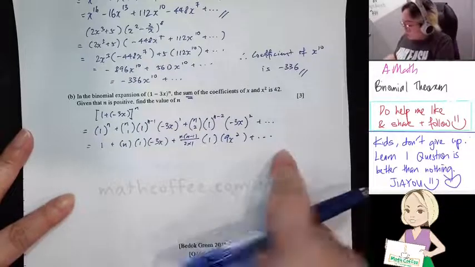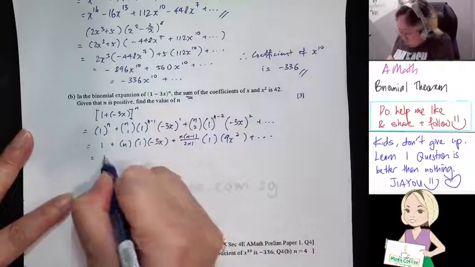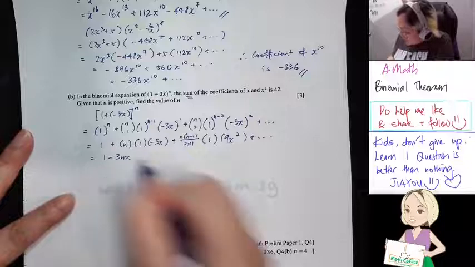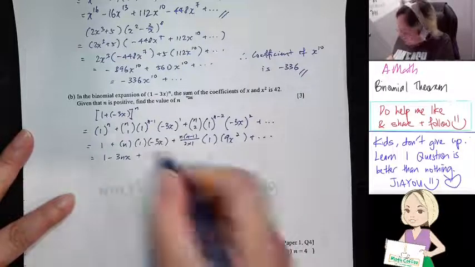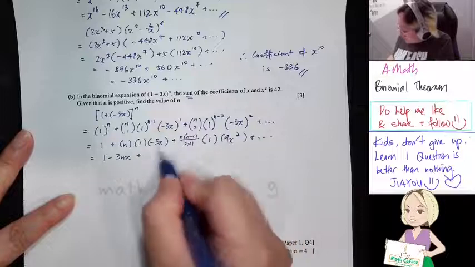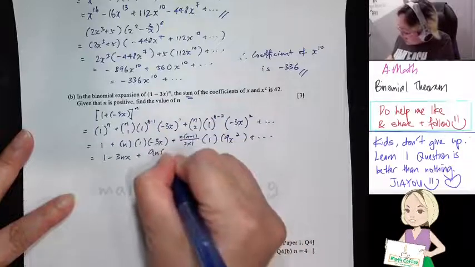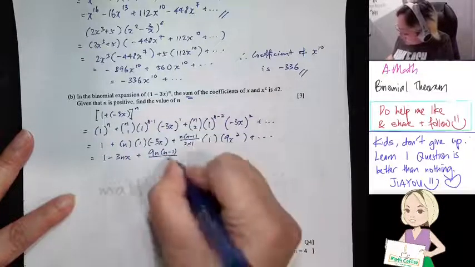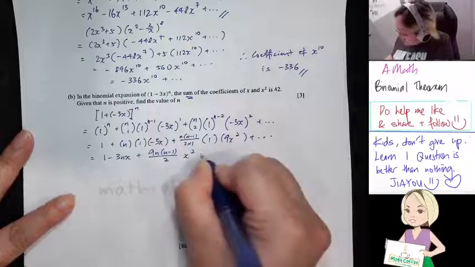So I need to simplify it a bit. It becomes 1 minus 3nx plus, this 9 I put here, so it's 9n, n minus 1. 2 times 1 is just 2, so I put it here. And then after that x squared plus dot dot dot.